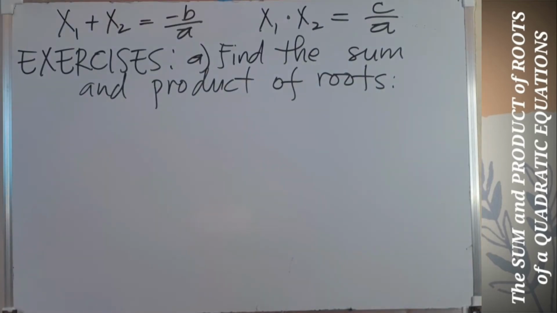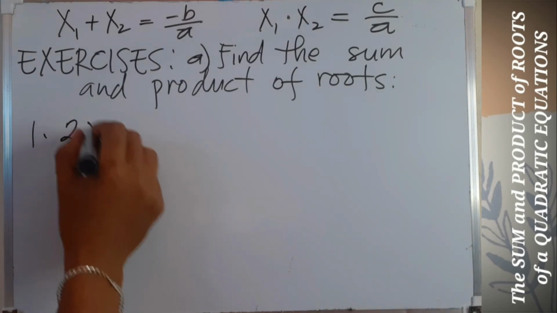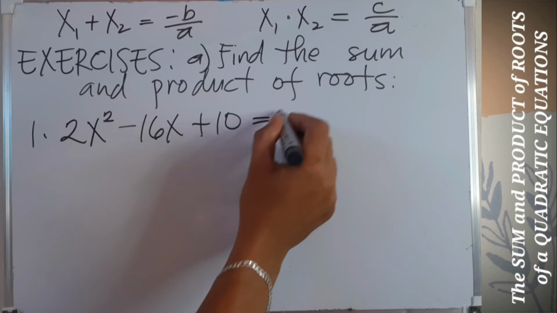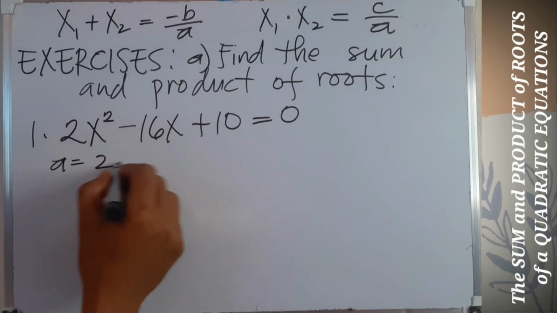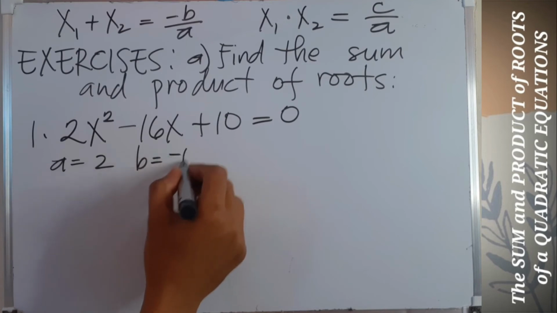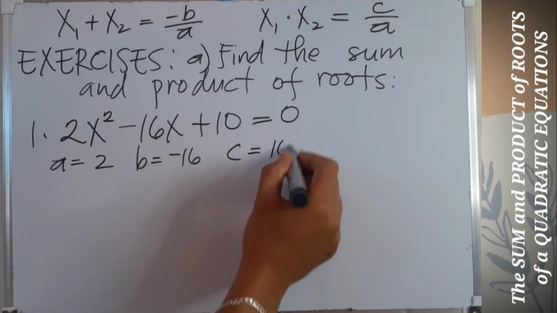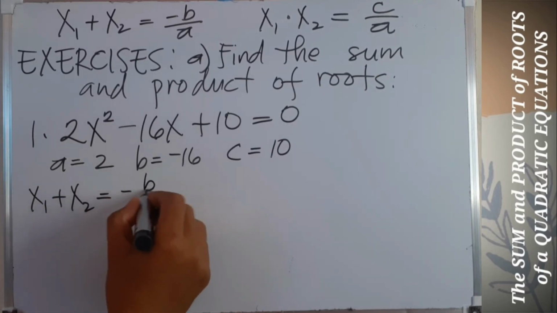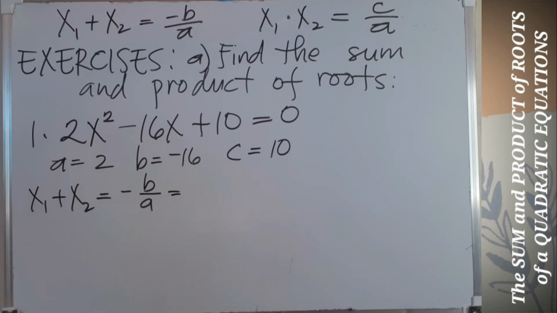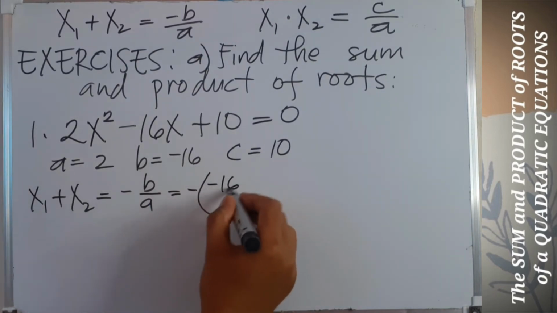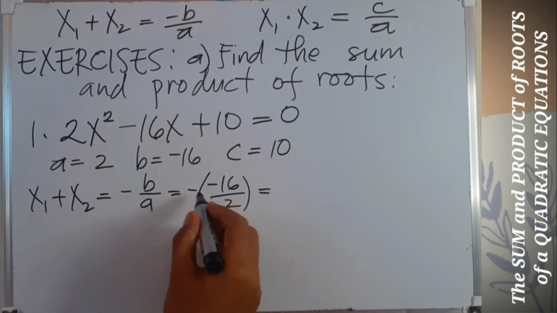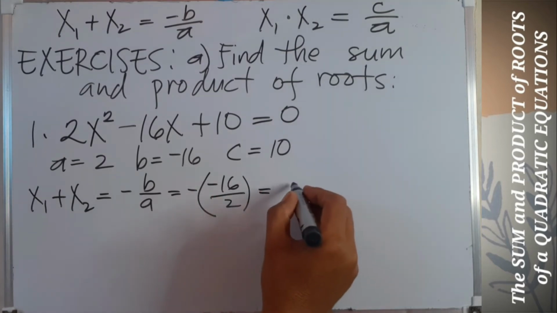Let's have an exercise. Letter A, find the sum and product of roots. Number 1, 2x squared minus 16x plus 10 equals 0. A equals 2, B equals negative 16, C equals 10. X sub 1 plus X sub 2 equals negative B over A equals negative 16 all over 2 equals negative negative, which is positive, 16 over 2 is 8.